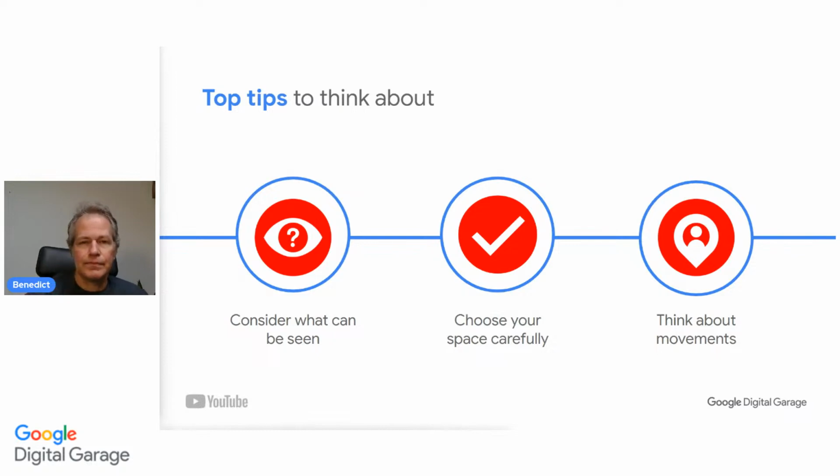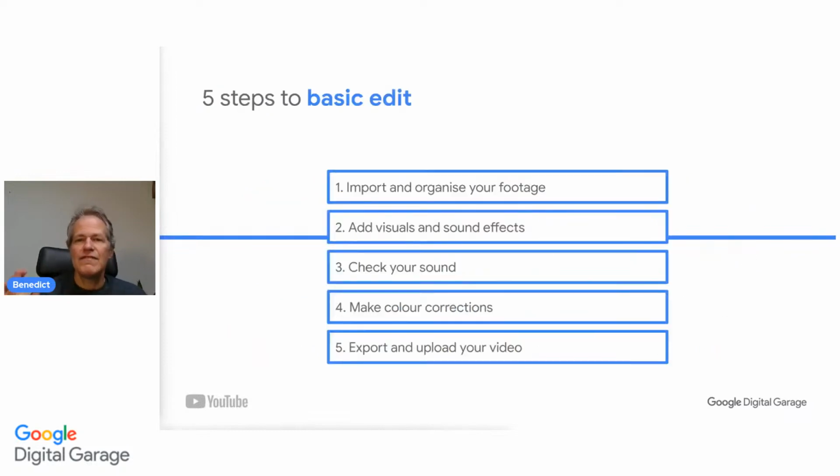All right. So 5 steps to basic edit. All right. Let's go through these. Import and organize your footage. Unless you're recording and editing directly on your smartphone, your first step is usually to import all of your footage from your camera to your computer. Now, as you import, organize files so that it's easier for you to find later on. Don't forget to back up your files as well. And, version 1, version 2, version 3 to help you.